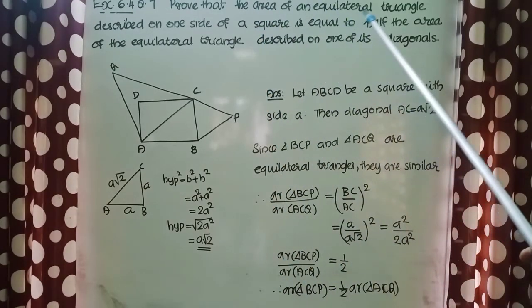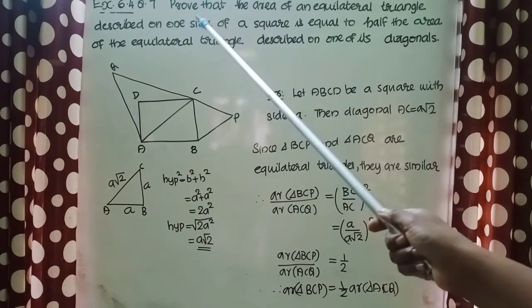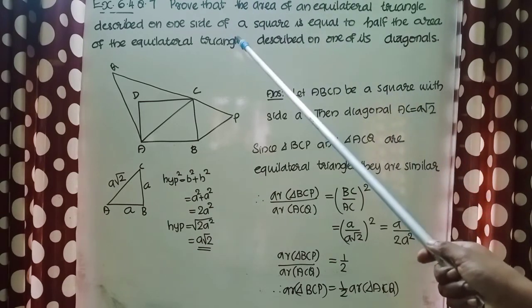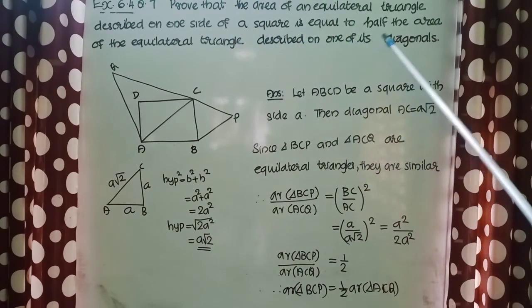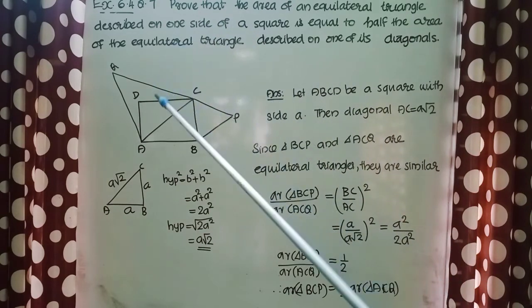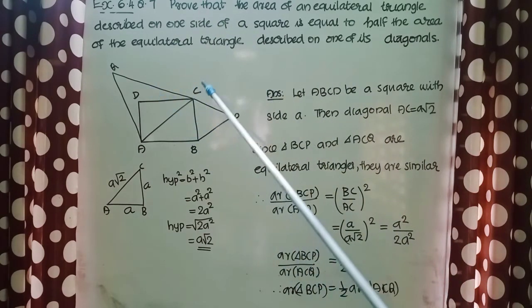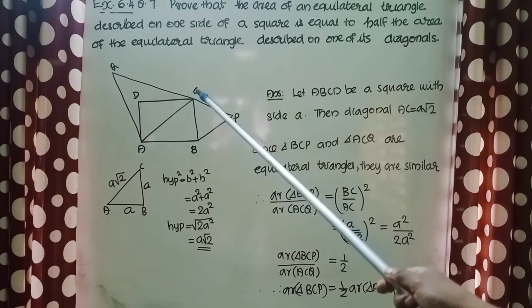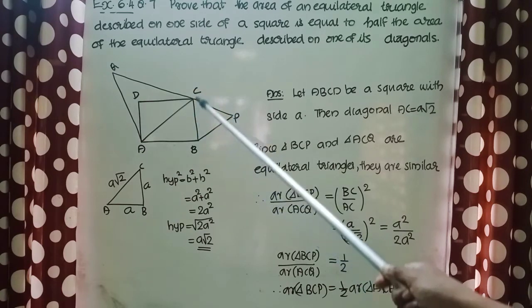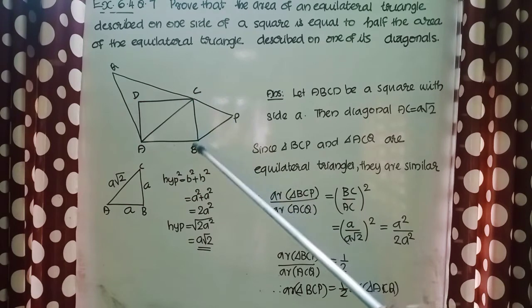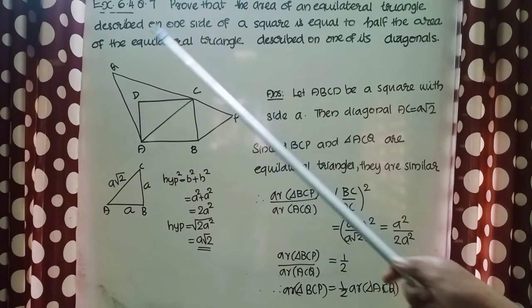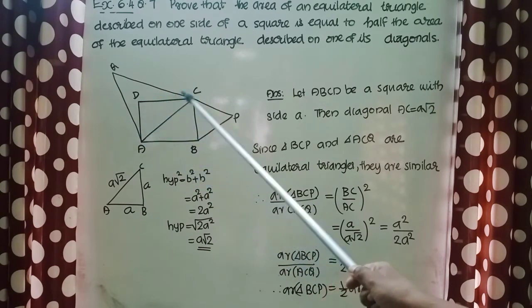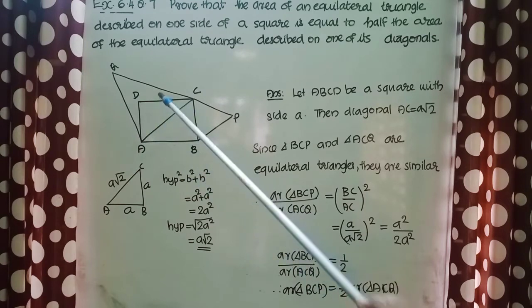Prove that the area of an equilateral triangle described on one side of a square is equal to half the area of the equilateral triangle described on one of its diagonals. So here is drawn a square ABCD and a triangle is described on one of the sides of the square. This triangle BCP is drawn on one of the sides of the square. And this triangle ACQ is drawn on one of the diagonals, that is, on AC.